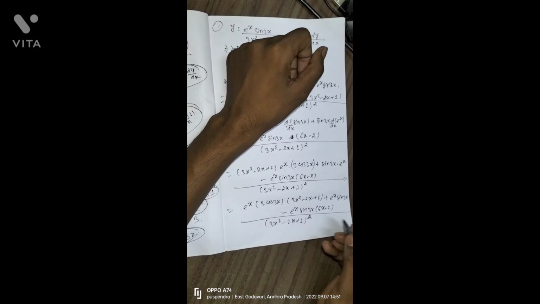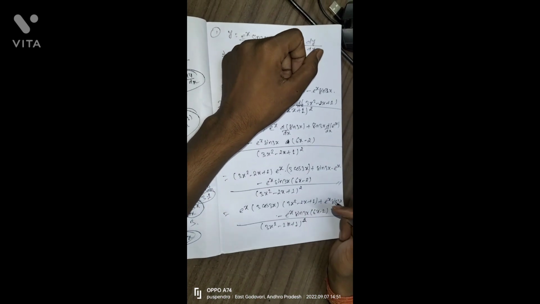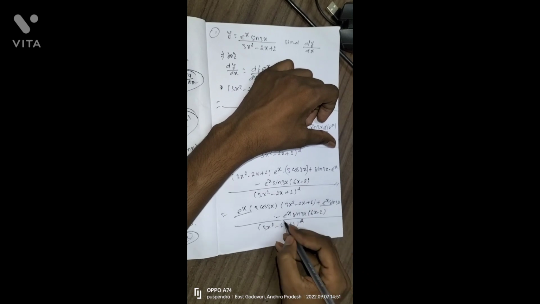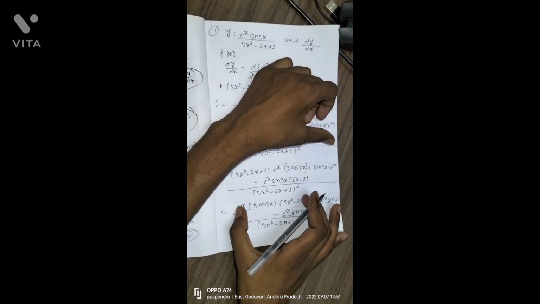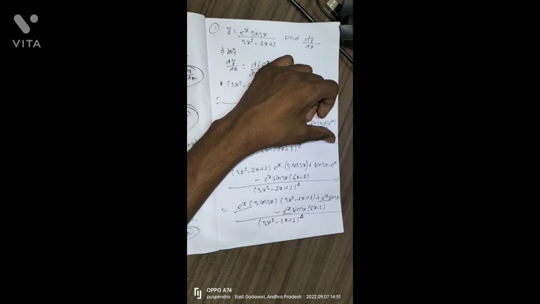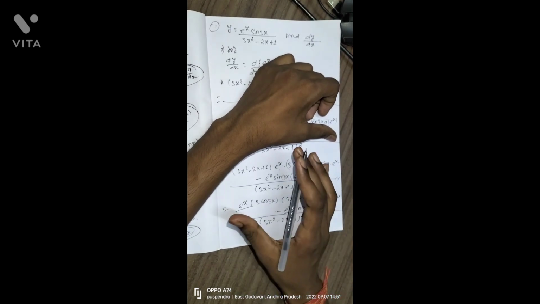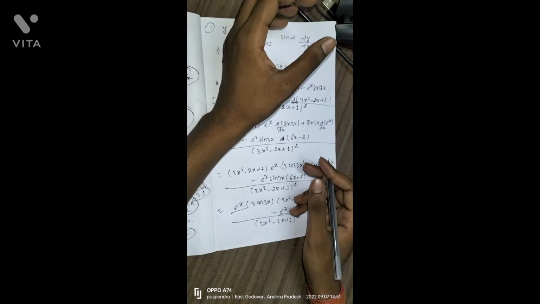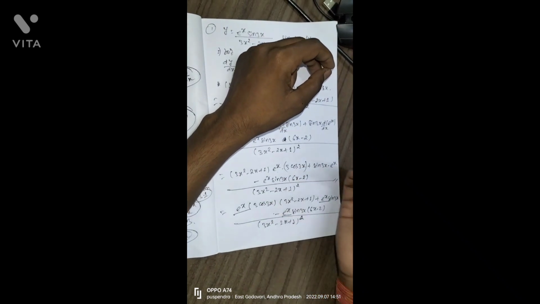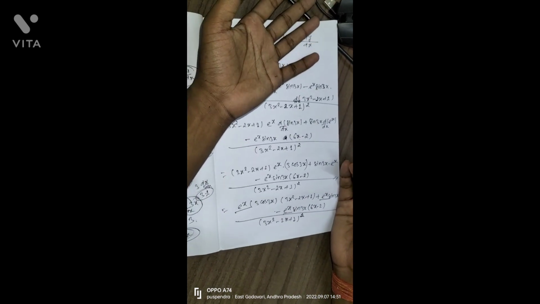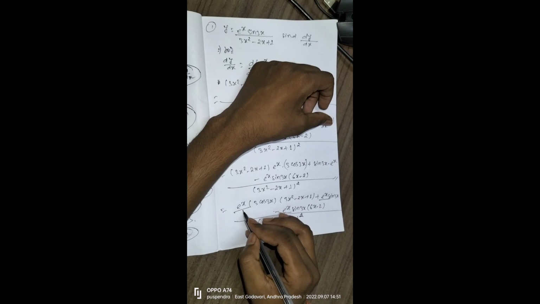If you want to go further with another process, what will you do? You will take common e to the power x. Here is e to the power x, here also e to the power x. If you want to take it, you can take it. Otherwise, it is not necessary. If it is in an objective question, then you have to take common.